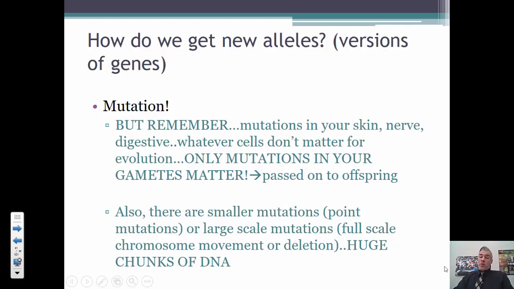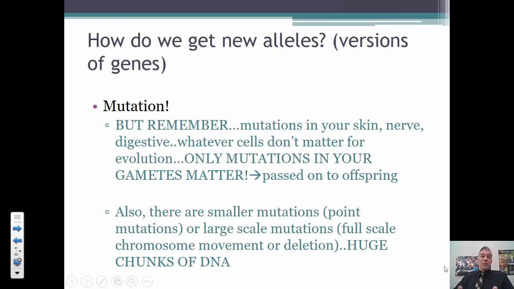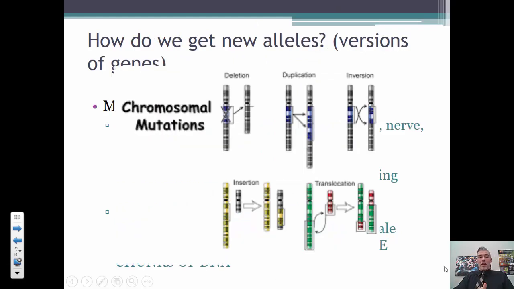Remember, too, a quick review of mutations. There are the point mutations, which are the small-scale mutations when you're looking at one gene, where you delete an individual base or a couple bases, or insert a couple bases, or just substitute one base for another, which can have varying effects on that specific protein produced by that gene, right? But we can also have large-scale chromosomal mutations where huge chunks of chromosomes or DNA are duplicated, translocated, deleted, inverted, and so on and so forth.